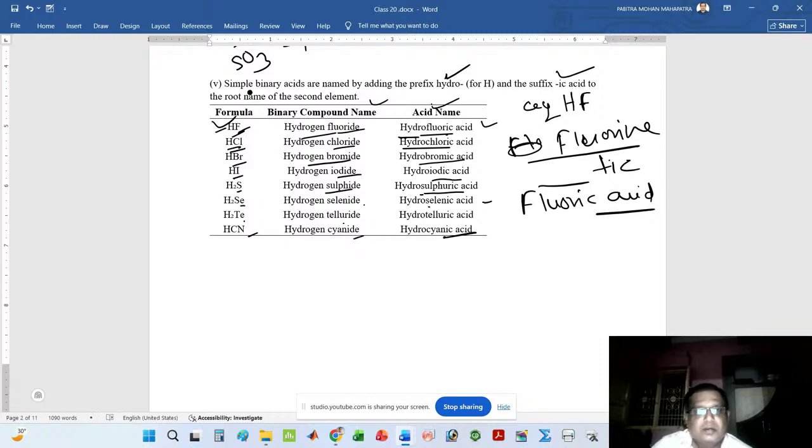So remember, for naming a simple binary acid, the binary acids are named by adding the prefix hydro. Look at that, this is hydro. It is used for hydrogen, and the rest for HF is fluorine. So the root name is fluor. Use the suffix ic, so we can say fluoric acid. So totally we can say that HF means hydrofluoric acid. Like that you can also understand the meaning of this rule.